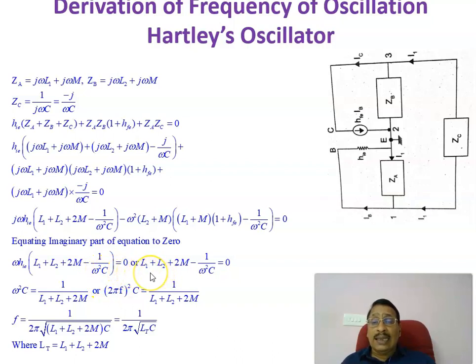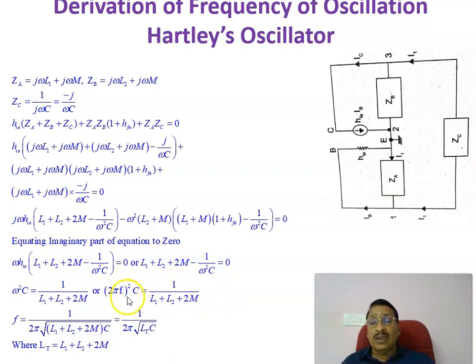Or we can write L1 + L2 + 2M minus 1 by omega square C equal to 0. This is the condition for getting sustained oscillation. In this case, the frequency is decided by this equation, equating the imaginary part to 0. From this equation, we get omega square C equal to 1 by (L1 + L2 + 2M). Or omega square, that is (2 pi f) whole square, into C equal to 1 by this.